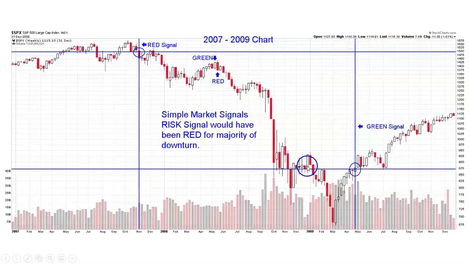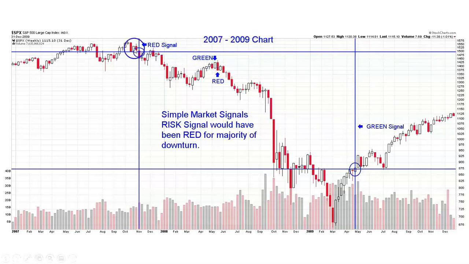Okay. Now let's take a look at the bear market from 07 that ended in 09. And you can see here that the risk signal would have turned red right here, right around 1500 on the S&P 500. And you can see that the risk signal would have been red for the majority of the downturn. We did have one short green signal right here that lasted 1 week and then the market rolled back over. And so maybe you would have had a small loss here, okay? But that's just the way any type of protective system works, guys.